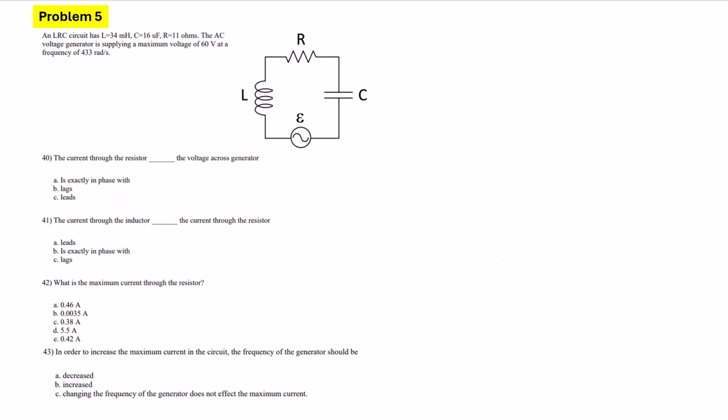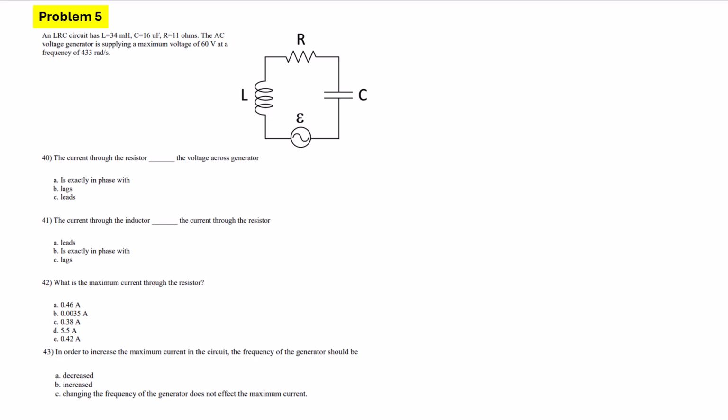Problem 5 says an LRC circuit has an inductor of 34 millihenry, a capacitor of 16 microfarad, and a resistor of 11 ohms. The AC generator is supplying a maximum voltage of 60 volts at an angular frequency of 433 radians per second. First question says the current through the resistor, blank, the voltage across the generator. So they're looking for the relationship. Does the current lead, lag, or is it in phase with the generator? Well, it's definitely not going to be in phase, I don't think, but let's calculate it just to be sure.